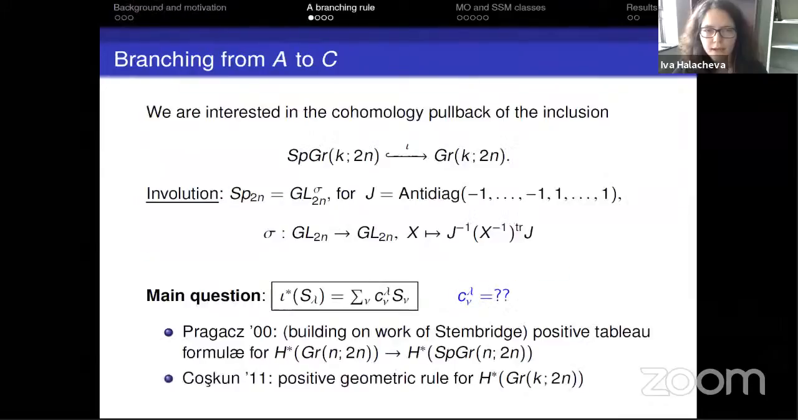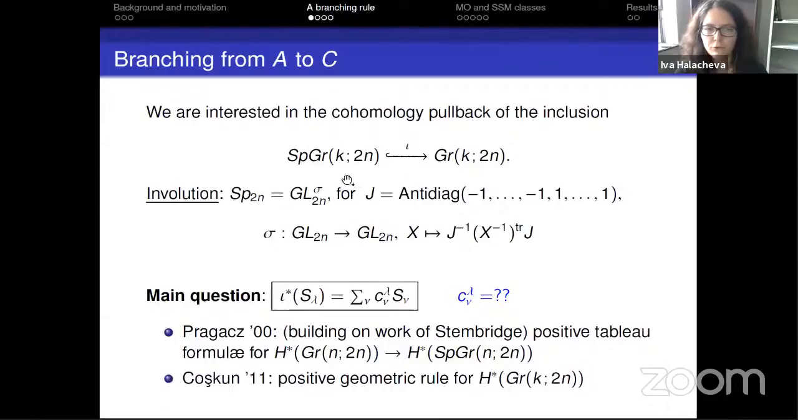So what I'm interested in is studying the inclusion of the symplectic Grassmannian into the usual or type A Grassmannian. And this inclusion is realized through thinking of the symplectic group as the fixed points of the general linear group under a certain involution, which I just write down here. The details are not too important, but this is what happens to a matrix. And the fixed points under this involution are the symplectic group. And this gives us the inclusion of these Grassmannians.